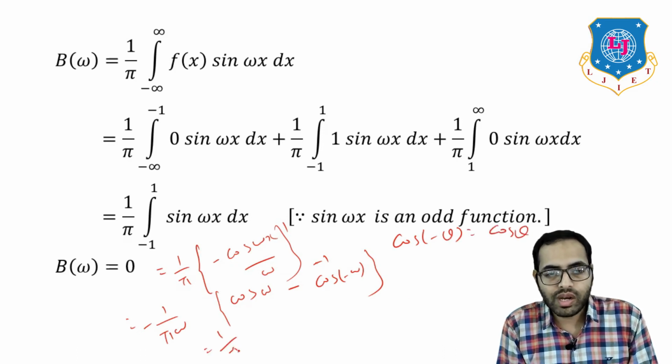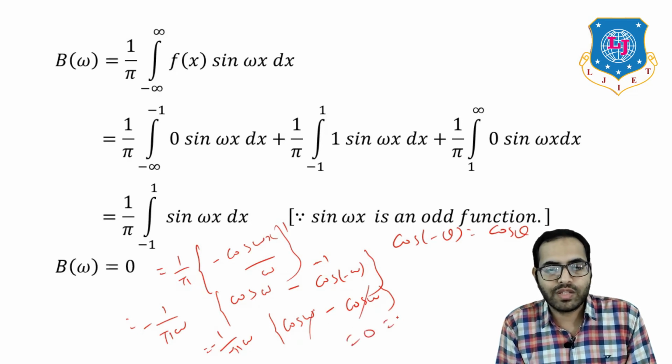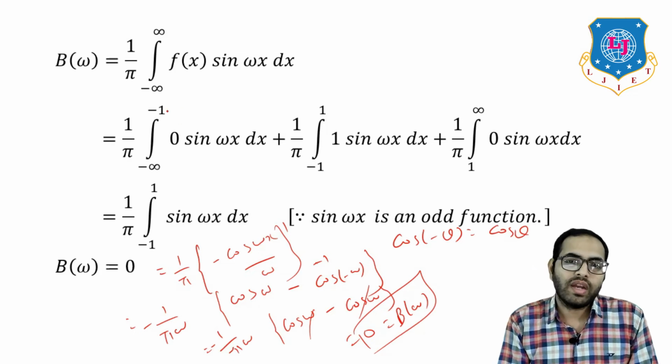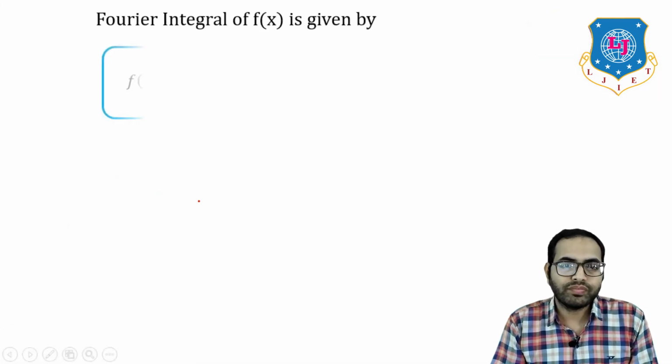Then it becomes 1 upon pi omega, with a minus sign; cos omega minus cos omega will cancel out, so it becomes 0. Then b of omega is 0. Now substituting the values of a of omega and b of omega in the Fourier integral representation.